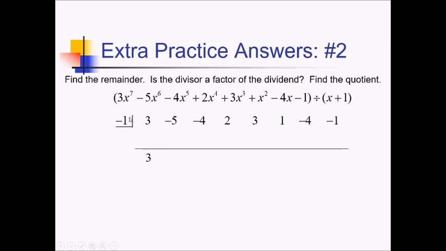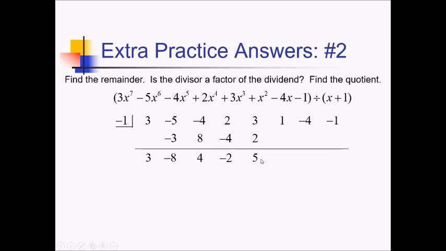So I'm going to multiply this negative 1 box number times all these bottom row numbers. We have negative 1 times 3, giving me negative 3. Now I add these top two rows to get the rest of the bottom row numbers. So negative 5 and negative 3 adds up to negative 8. Times negative 1 gives us a positive 8 here. Negative 4 plus 8 is 4. Times negative 1 is a negative 4 up here. 2 plus negative 4 is negative 2. Negative 2 times the negative 1 is positive 2.